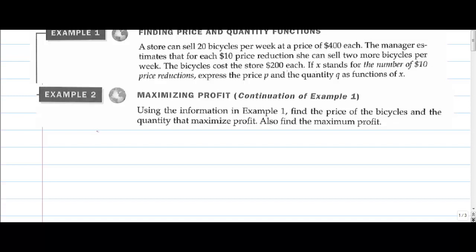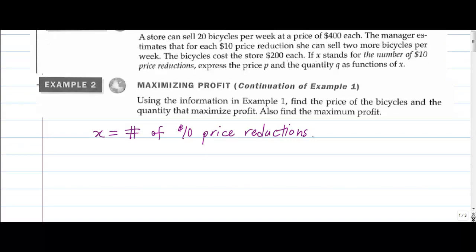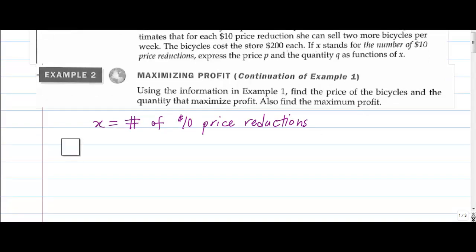So first thing you always want to do for any problem is write down what you're letting X equal. What is your variable? Here they tell us, but in other problems they won't tell us. So X is the number of $10 price reductions. And then I need to find the price, right? So let's look at X. Let's make a little table. And let's look at price.